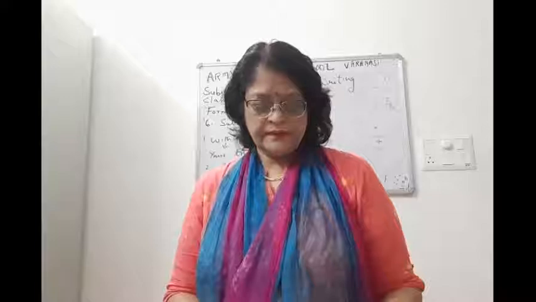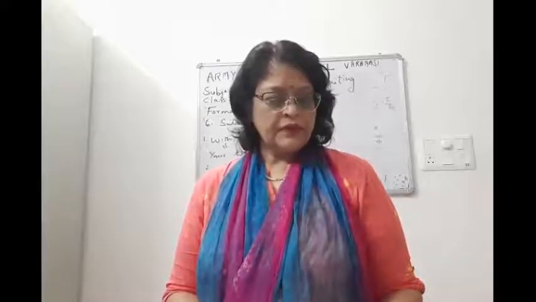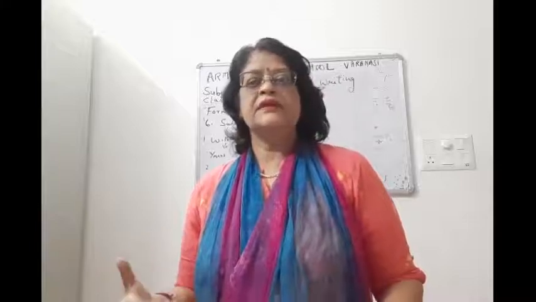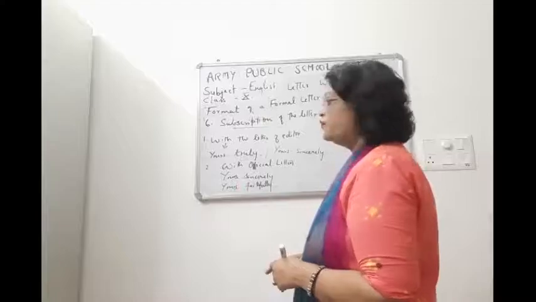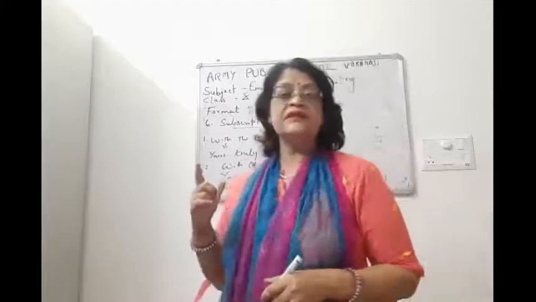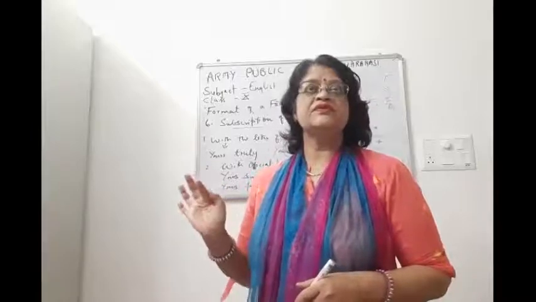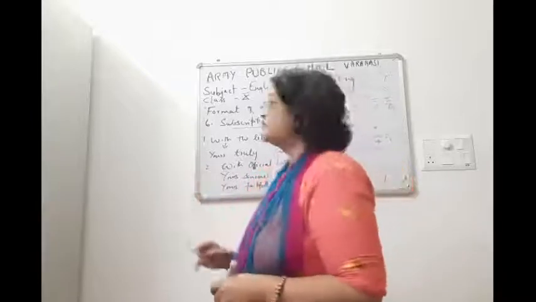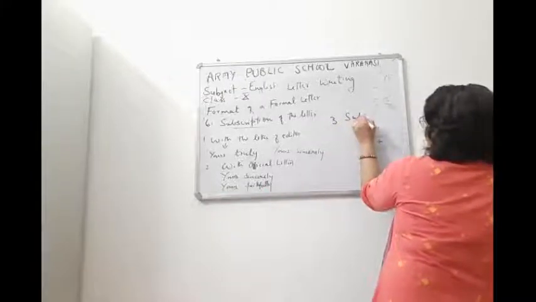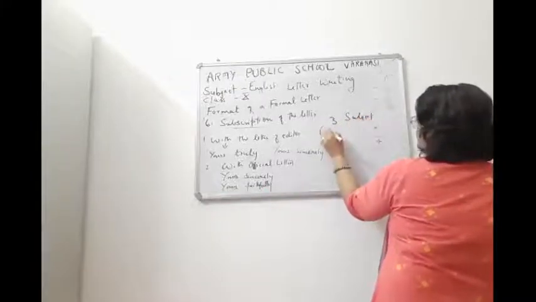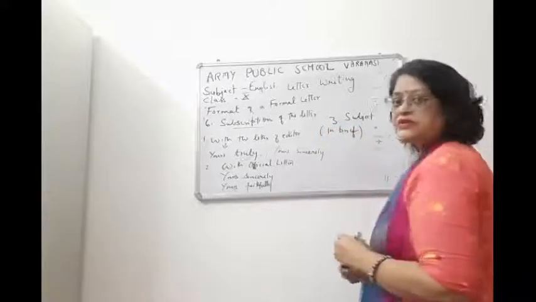Then children, the last part is the name. No, first was your, yes, the main thing I've forgotten to tell you. First was your sender's address. Second is your date. Yes, third part was the most important part. And children, that was the subject of the letter. So that should be written in brief. Okay, fourth. So this is very important.